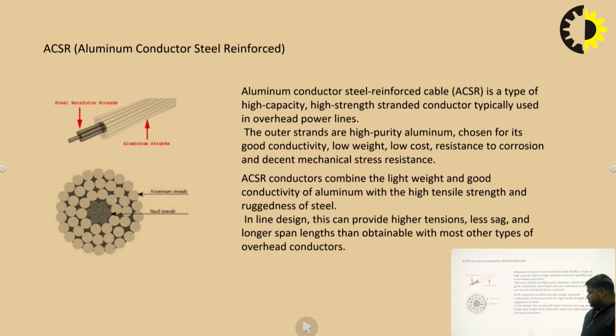You may see the term sag. This is part of our next unit. I will discuss in detail what sag is, what the catenary curve is, and what the parameters and formulas are, and how we manage the sag when we see it in the power system network.